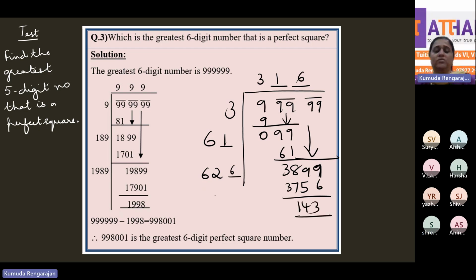143. Okay, so what do you do with the remainder? You have to subtract it. Minus 143. Yes. What's the remainder? Meaning after subtracting, what do you get? What's the new number you get? I get 99,856. Very good, Shreya. Very, very good.